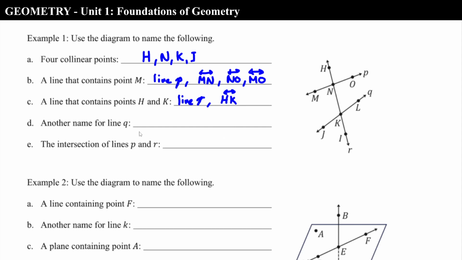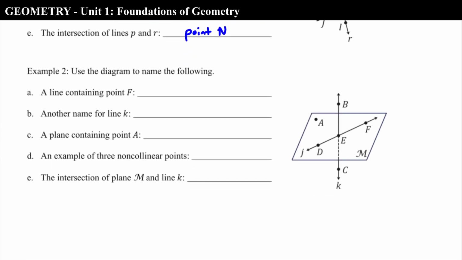All right, what's another name for line Q? Well, Q has the points J, K, and L on it. So we can just use two of those letters and name it any way we'd like. We can say JL, we can say JK, we can say KL. Those are just some ways that we can say it, but you only really need to give me one of those. And then the intersection of lines P and R. Okay, here's line P, here's line R. They intersect at a point, and they intersect at point N. If you just wrote the letter N here, that would be fine, because that's acceptable notation.